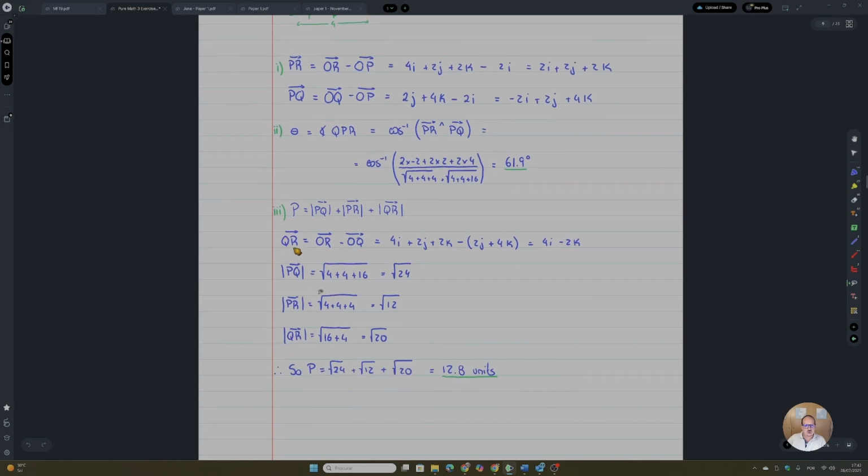So the magnitude of QR is going to be the square root of this square plus that square. That's square root of 20. Then the magnitude of PQ, just use this, and you'll have square root of 24. Magnitude of PR, just use this, and you have the square root of 12. So the perimeter is the sum of all these square roots, which rounded to 1 decimal place, as the question asks, is 12.8 units.